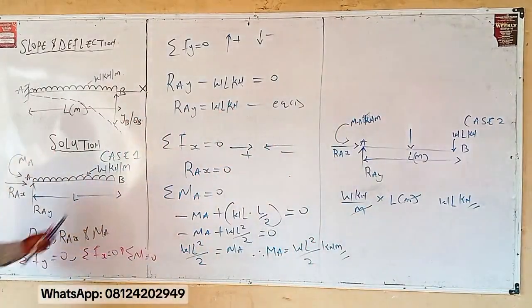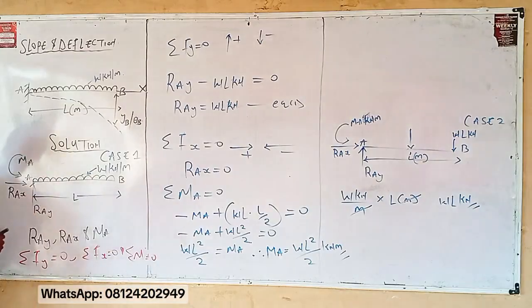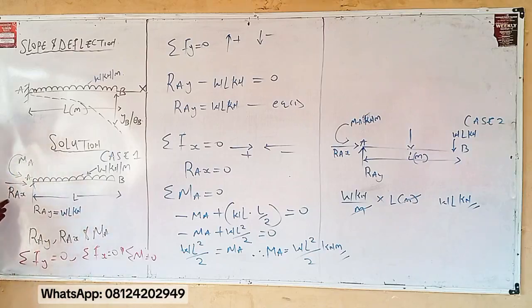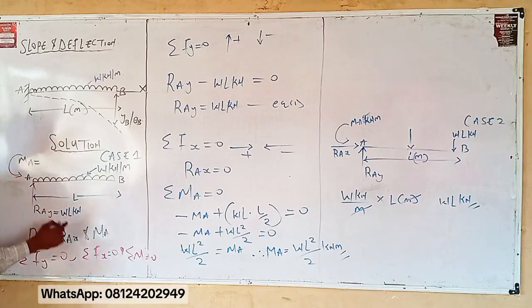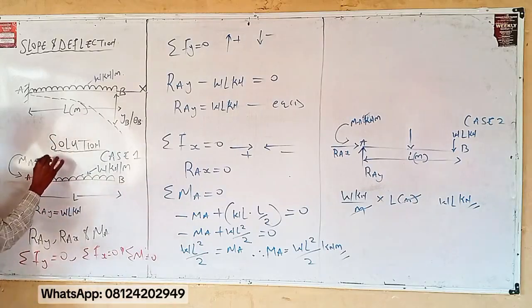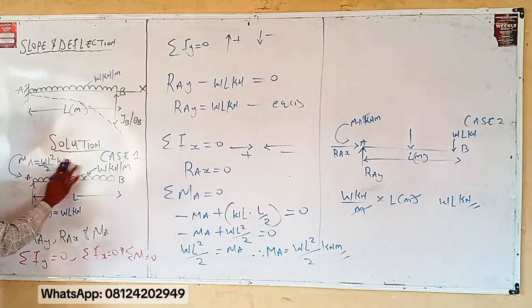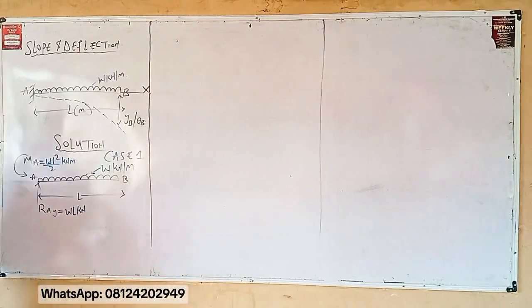When you come back to this diagram, this is case 1. What do you get for RAY? From equation 1, what do we have? WL kilonewton. RAX is 0, so let's not include that one. What is MA? WL square over 2 kilonewton meter. So this is what we are going to work with. I want to apply step 2. Step 2 says section the beam XX at a distance X from the left hand support.